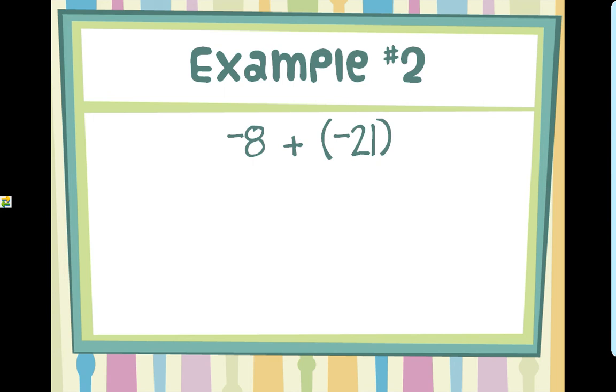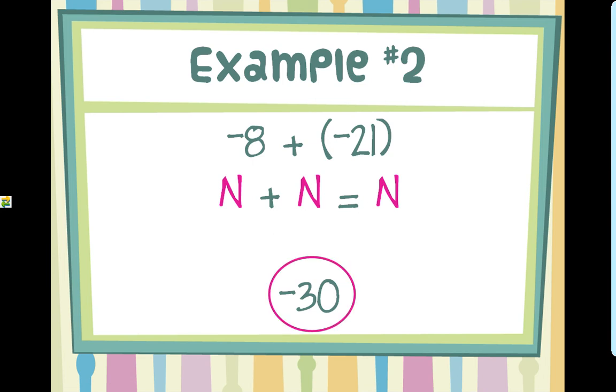Looking at example number 2. You have a -8 plus a -21. This is a negative plus a negative. So this is the same signs. You're going to add and keep the negative sign. So our rule is a negative plus a negative number is equal to a negative. So you're going to add these, so you could just say 8 plus 21 is 29, but you know that's going to be a -29, because a negative plus a negative is a negative.